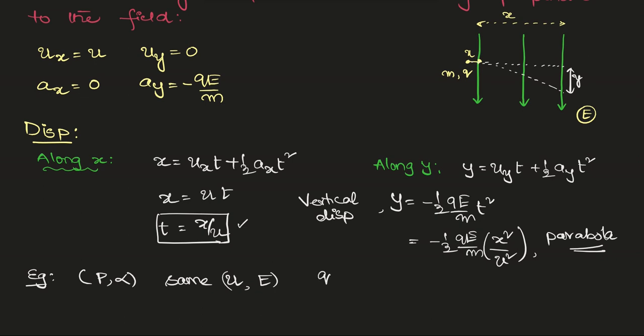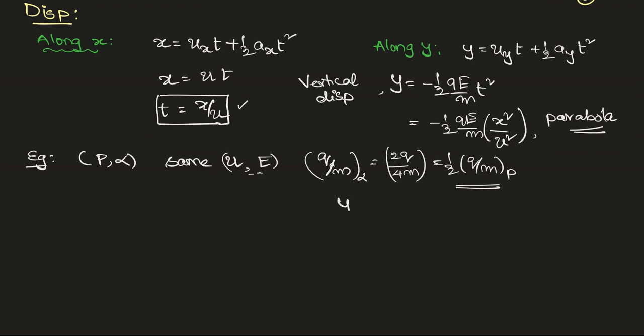That depends on the specific charge, q by m. For the alpha particle, the charge is 2q times and the mass is 4m times that of the proton. That is half of q by m of the proton. So if they are entering with the same velocity and in the same field region, definitely q by m of the alpha particle is less than that of the proton, so the displacement will be less for the alpha particle. Y of alpha particle is less than y of proton.